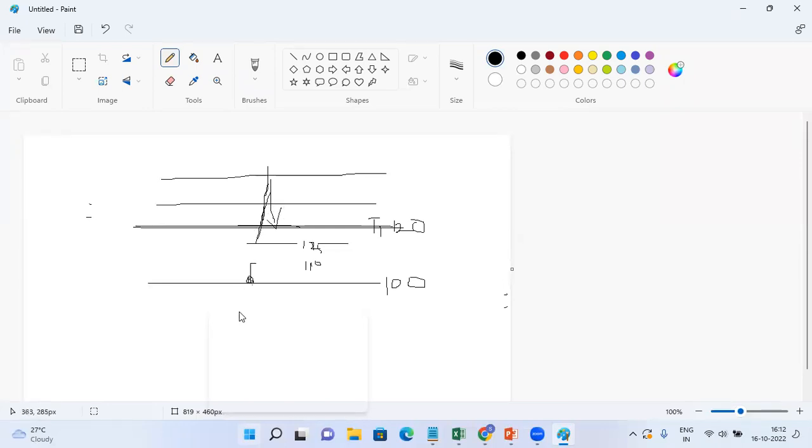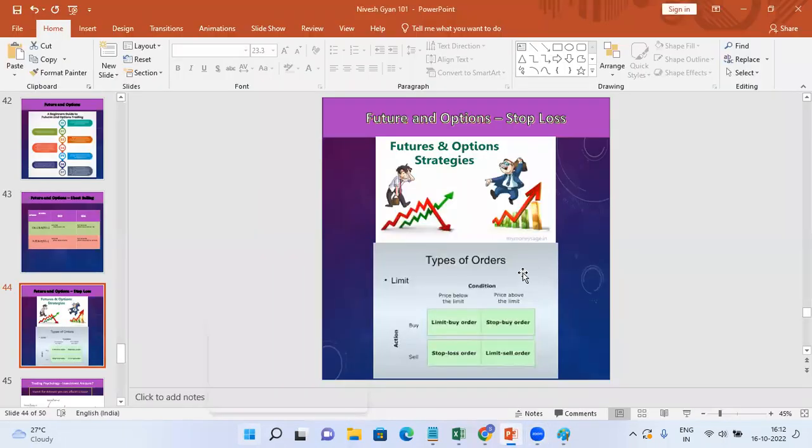Your profit is not gone. You should trail your stop loss. So as it goes up, you will trail your stop loss. Okay, it's called trailing stop loss. So that's the concept of stop loss.